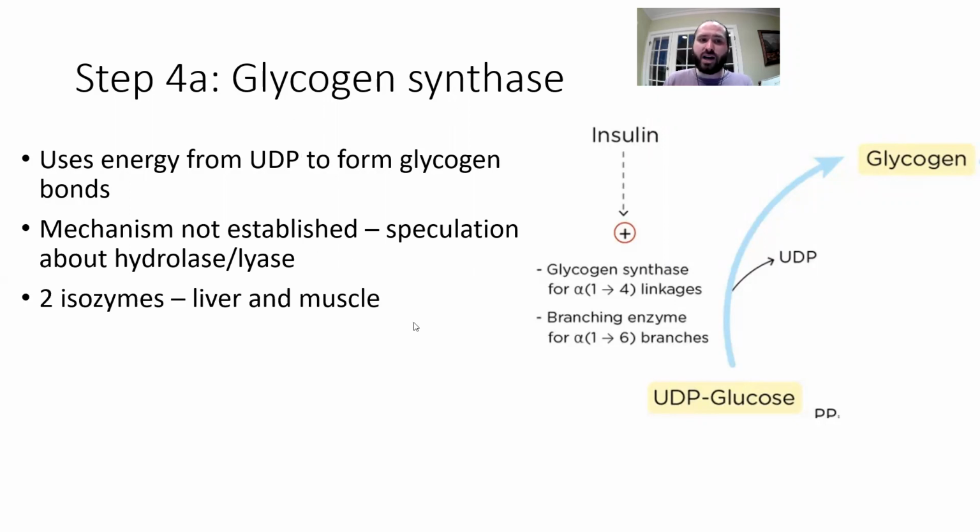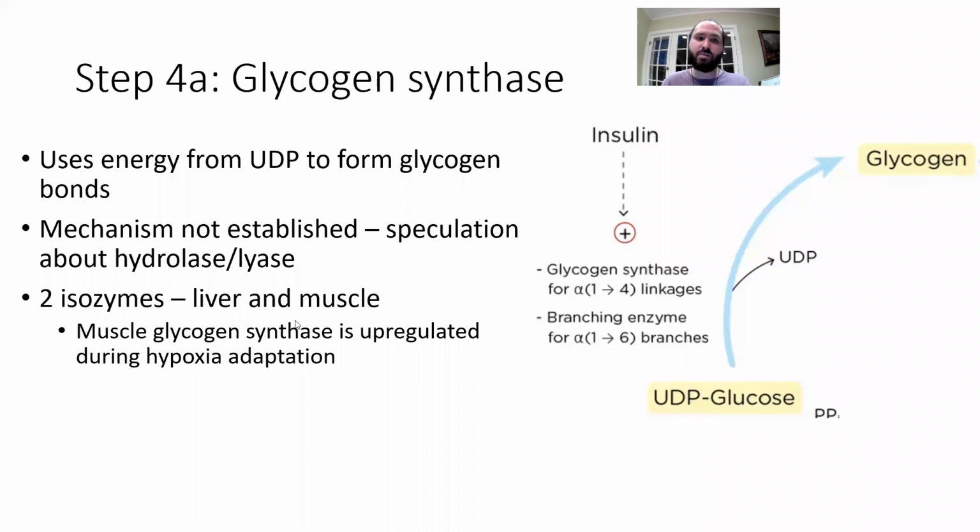Glycogen synthase has two isozymes. We talked about isozymes with glucokinase and hexokinase, and glycogen synthase also has two isozymes, in the liver and in the muscle. One thing I found interesting while doing research for this presentation was that muscle glycogen synthase is upregulated during hypoxia adaptation. Why would that make sense? What's hypoxia? Hypo, is that too much or too little? It's too little. Hyper is too much, hypo is too little. Oxia sounds like what molecule? Oxygen. So when we're hypoxic, we don't have enough oxygen.